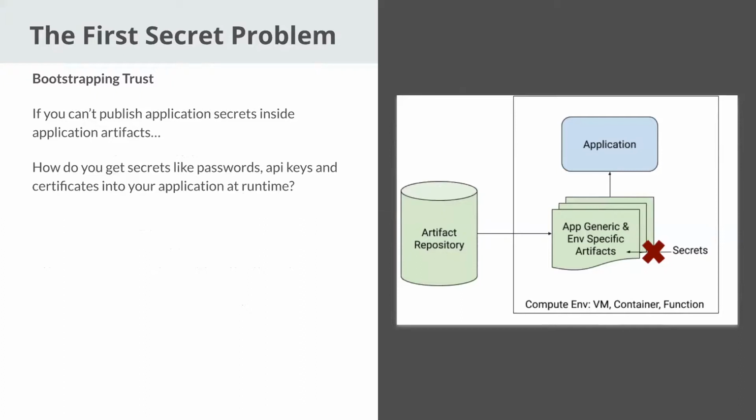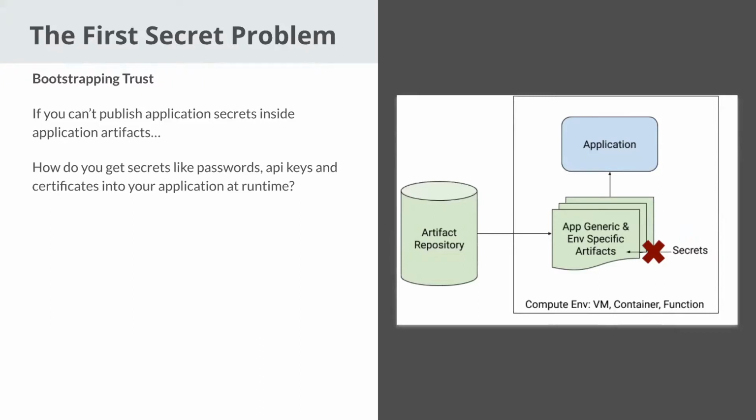And you can't publish application secrets inside your application artifacts, whether that's a compiled binary or a config file, or startup configs that are in a jar or a zip file or whatever, because you're going to put that into an artifact repository, and that artifact repository doesn't have good access controls and so forth.